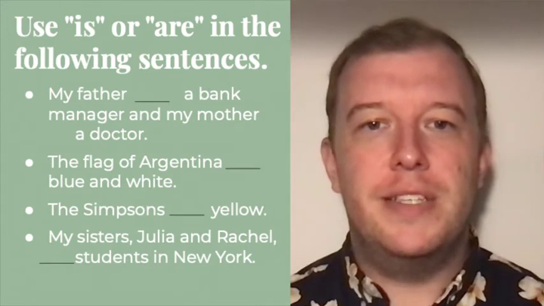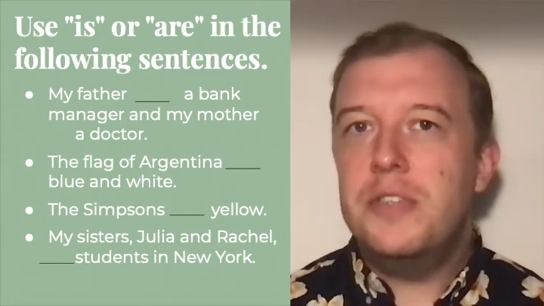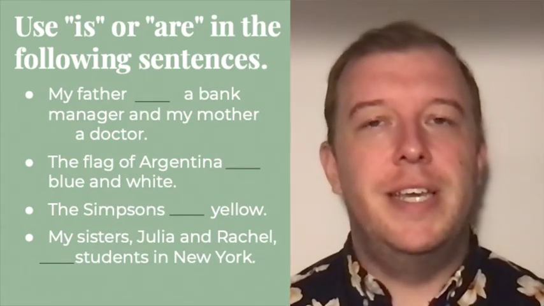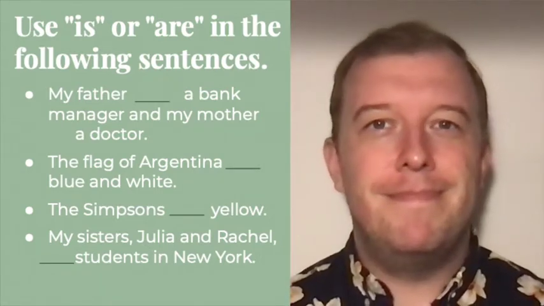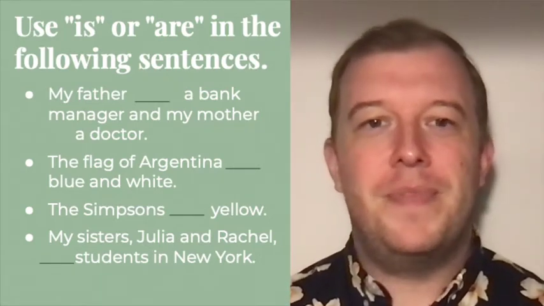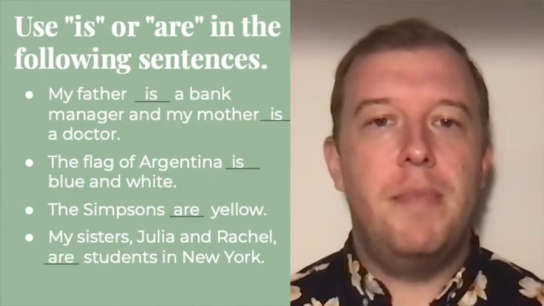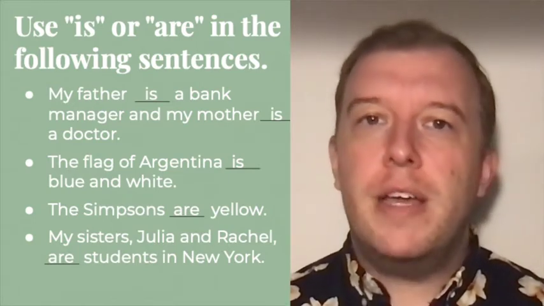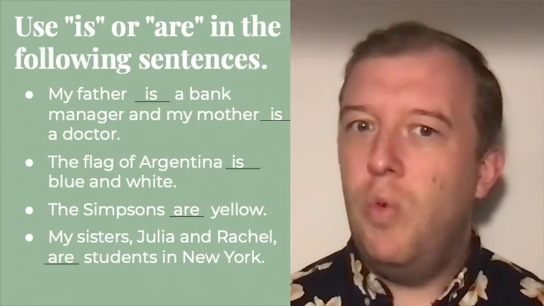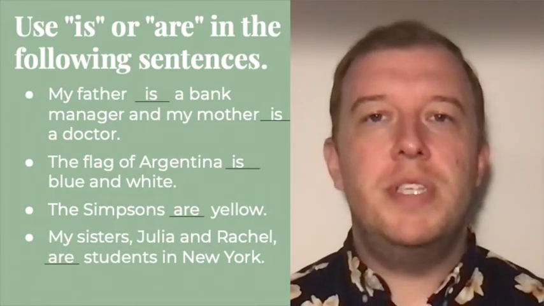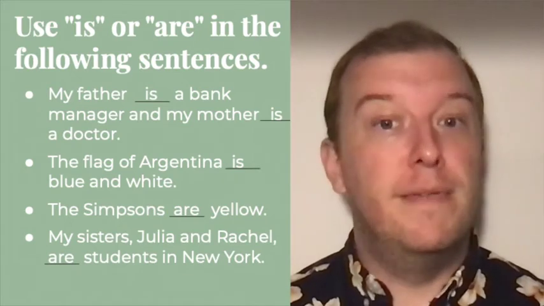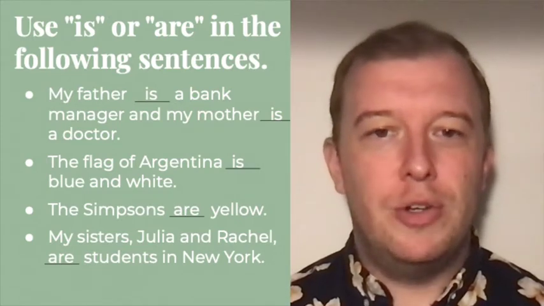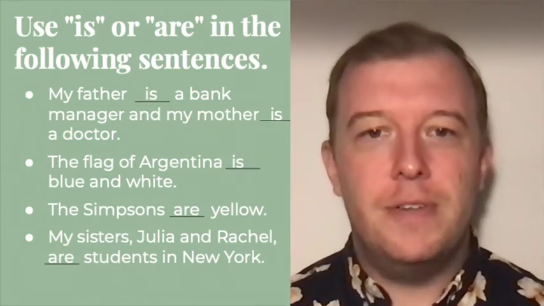Here's another few blanks, and I want you to try again, use is or are to complete these sentences. Feel free to pause the video and take as much time as you like. Okay, let's take a look together. My father is a bank manager and my mother is a doctor. The flag of Argentina is blue and white. The Simpsons are yellow. I love The Simpsons. Great show. Lastly, my sisters, Julia and Rachel, are students in New York.